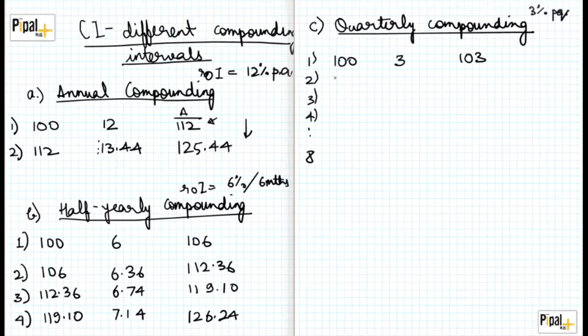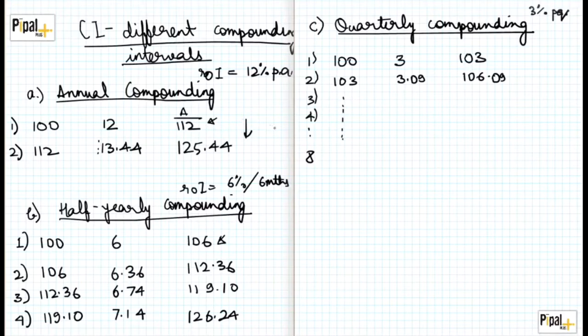For the second quarter, 103 rupees will earn another 3%, and we get 3.09, so we get 106.09. You notice that when you compare it with the 6-month period, we have already earned a little bit higher because the frequency of compounding has changed, and so on.